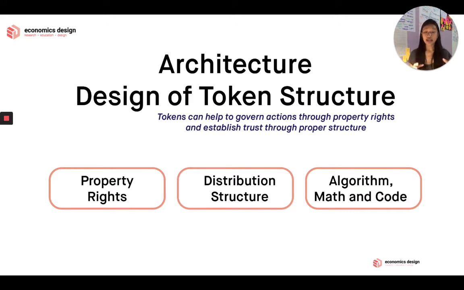So in the architecture of tokens, we're going to look at how tokens can help to govern actions through property rights. And when we have a proper structure of tokens, when we show people these are the different building blocks that make up the token, this is very important. Firstly, it's important in the design, and people know what goes in. And secondly, it makes it a lot easier to trust the token, to trust that this is how the token is designed because these are the building blocks, and then it's easier to define the valuation of the tokens.